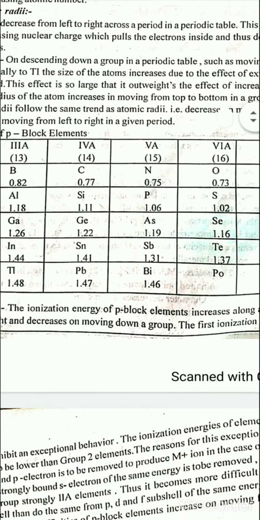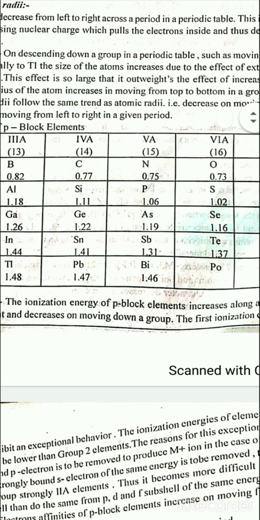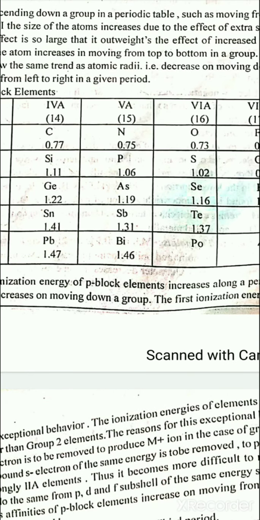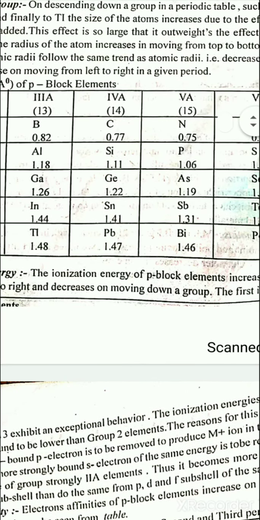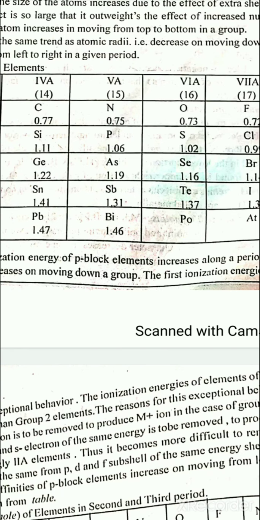In the case of carbon, it is 2p2. Now you have to remove these 2 electrons, so more energy is required to remove the electrons. The ionization energy increases from left to right and decreases on moving down the group. From top to bottom, the ionization energy decreases. Why? Because of the entry of an extra shell, the effect of the nucleus on that outer shell is less.